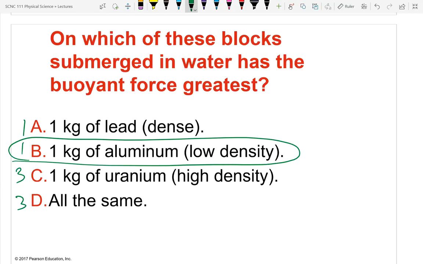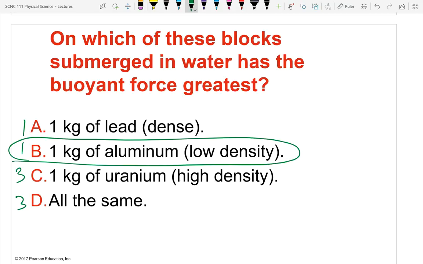According to Archimedes, the buoyant force is equal to the weight of the displaced fluid, which is proportional then to the volume of the object. Since they have different densities, they're not going to have the same volumes, so they're going to have different buoyant forces. The one that displaces the most water, with the biggest volume, is going to have the biggest buoyant force.